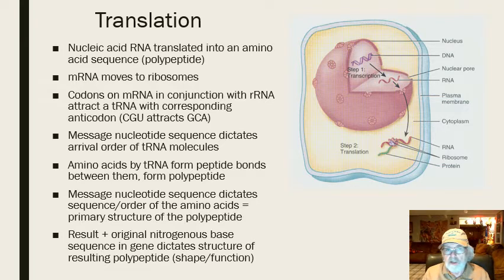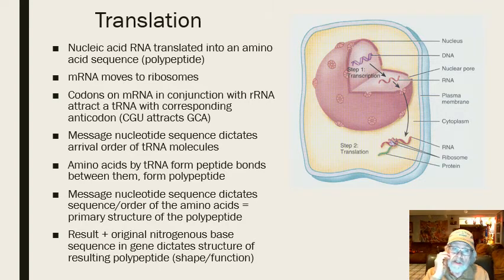Same thing, all amino acids. Proteins are polypeptides, which are strings of amino acids. So the messenger RNA in translation goes to the ribosome, because we know the ribosome is the area of protein synthesis. The codons of the messenger RNA, in conjunction with ribosomal RNA, which is sort of like the bosses saying you go here, you go here, you go here, attract the transfer RNA with the corresponding anticodon. So if the codon on messenger RNA was cytosine, guanine, uracil, the anticodon on transfer RNA would be guanine, cytosine, adenine. Okay, we know that.